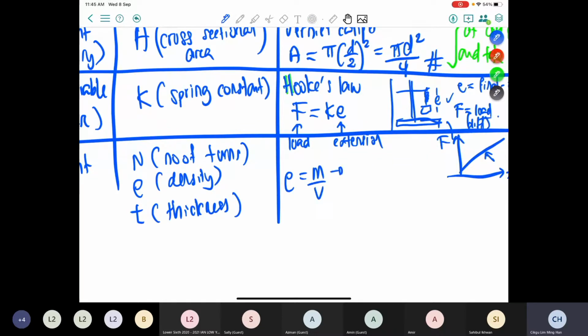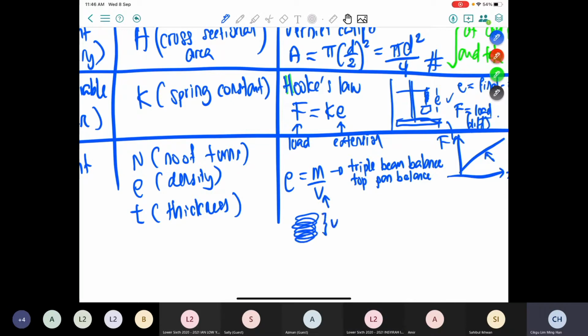So the mass, what kind of instrument do you use? Triple beam balance or electronic? Okay, triple beam balance. Sometimes they use the top pan balance. Balance, yeah, and so on. What about the volume? Volume of that spring. This is the spring.